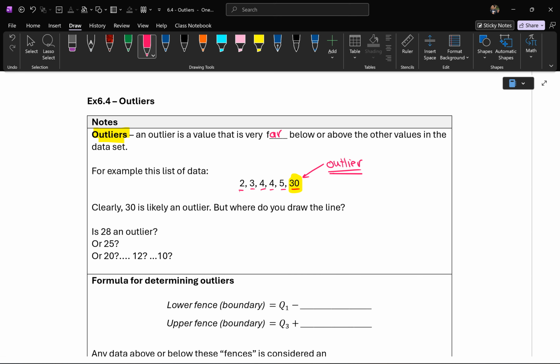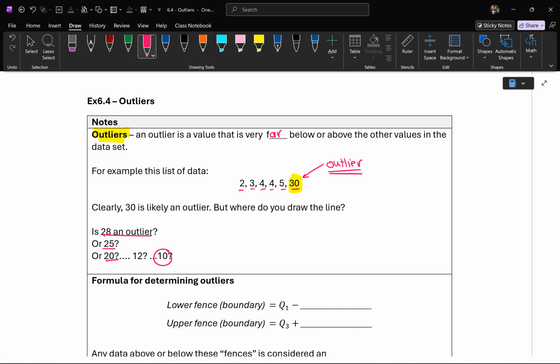But the question is, where do we draw the line? Where do we draw the line to say that 30 is definitely an outlier? Is 28 an outlier? Would 25 be an outlier? Or would 20 be an outlier? At what point, if I drop the numbers down, would 10 be an outlier? Where would you draw the line to say, once you pass this number, that's an outlier?